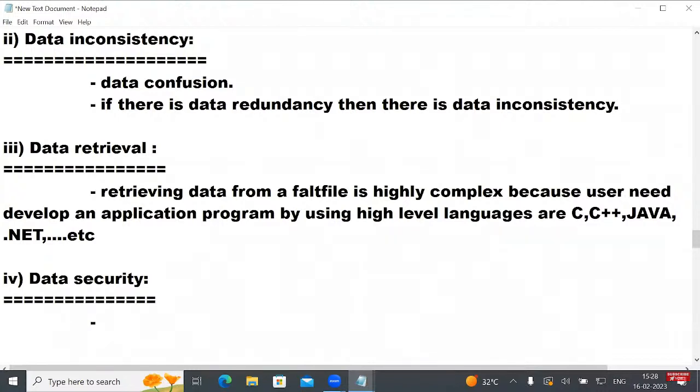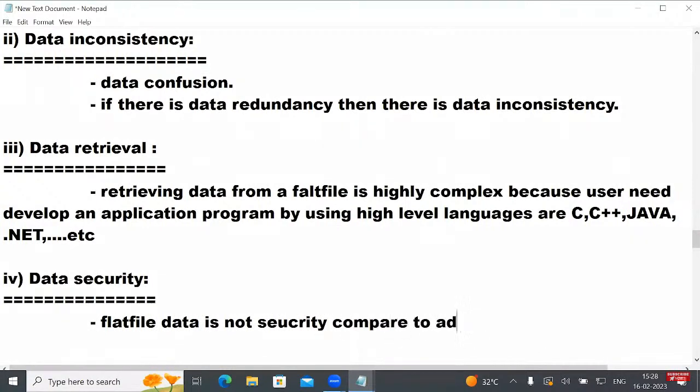Write down below. Flat file data is not secure compared to database.